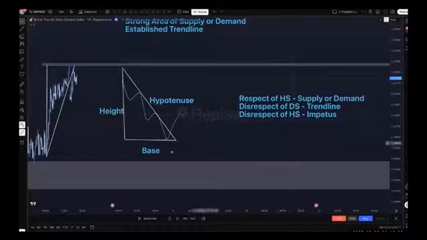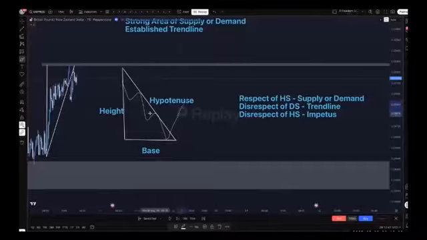So look here. When the market hit here, this is a respect of our horizontal structure, our supply or demand zone, which is our base. When we broke through here, this is a disrespect of our diagonal structure. And then right here, as we moved up, this is a disrespect of our impetus level. This would be our impetus level right in here. This is another horizontal structure that you would like to break, and this lets us know that the market has changed directions.